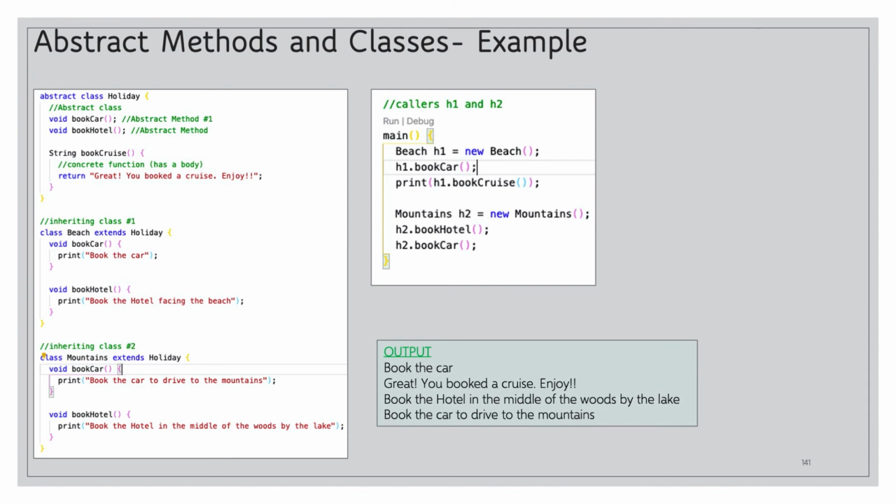So then in our main function, h1 is instantiated from Beach. h1.bookCar prints out, book the car, and h1.bookCruise prints, great, you booked a cruise, enjoy. And then h2 is instantiated from the Mountains class, and that prints out bookHotel, bookCar, respectively. It says, book the hotel in the middle of the woods by the lake, and book the car to drive to the mountains. Works exactly as expected.